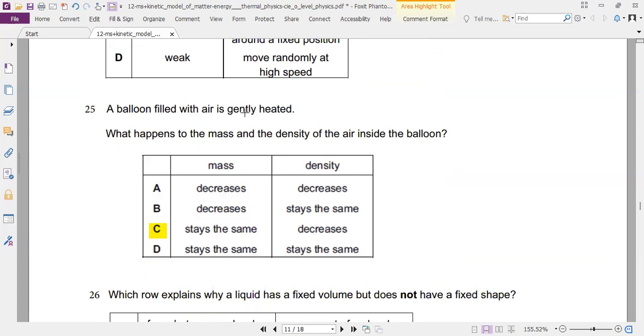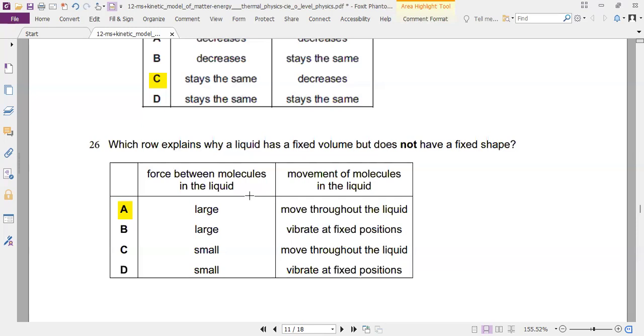25. So when we heat a balloon, the mass does not change, but the density will decrease because the volume will increase. 26.